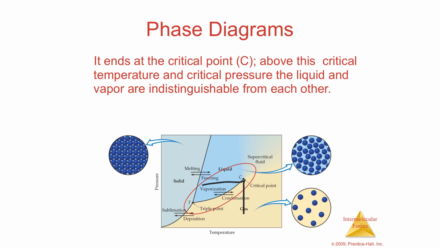So that's why it's called critical. It's critical because beyond that, you can't have a distinct liquid, distinct gas phase. It's kind of a murky place in there.